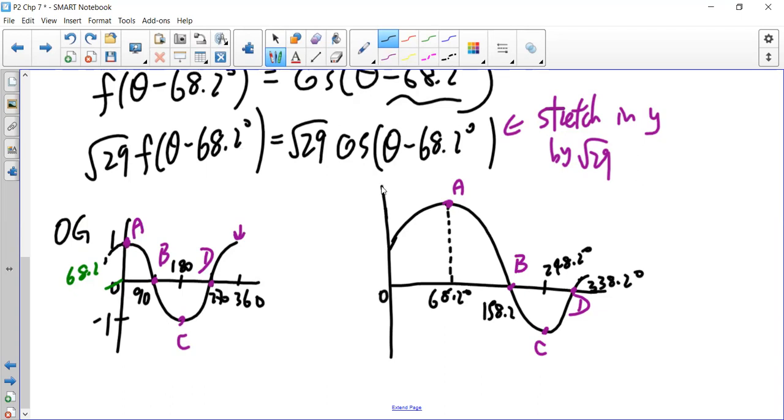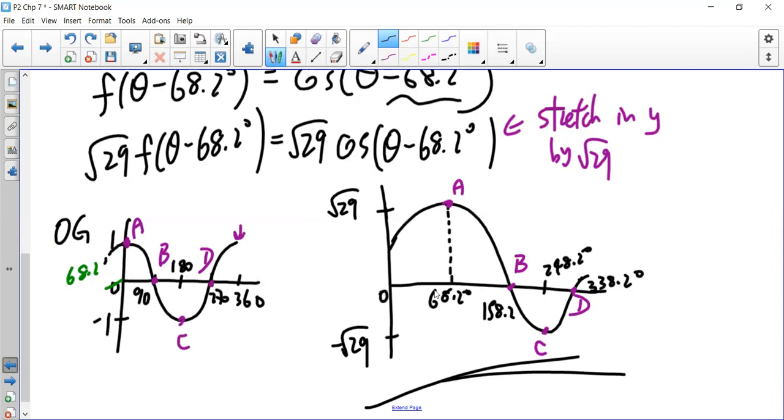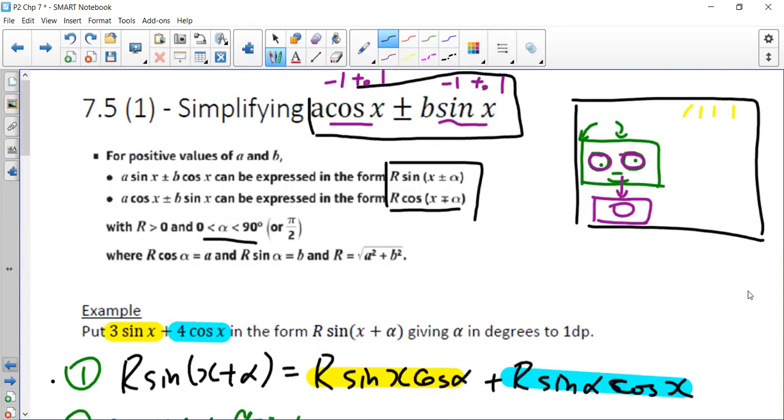And because we're stretching in y by root 29, all the y coordinates are multiplied by root 29. So 1 times root 29, and minus 1 becomes minus root 29. And that's your final answer. That's how we can use this function. What we learned today is how to put two trigonometric functions into one, and we're going to use this skill a lot for the next few lessons.